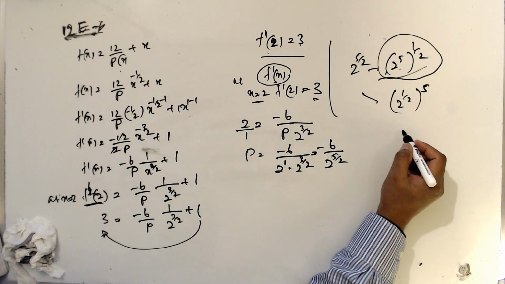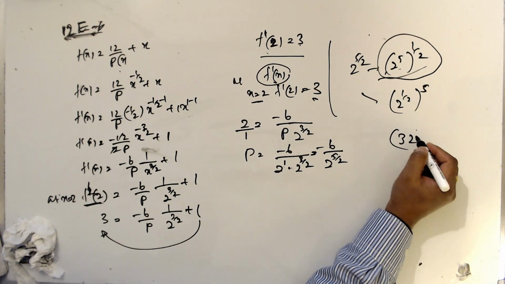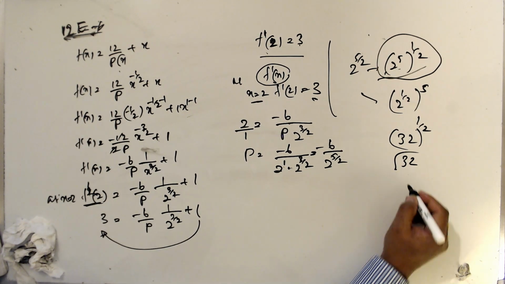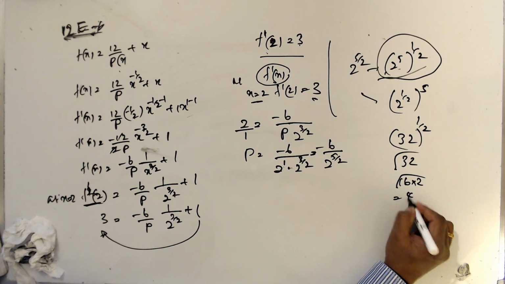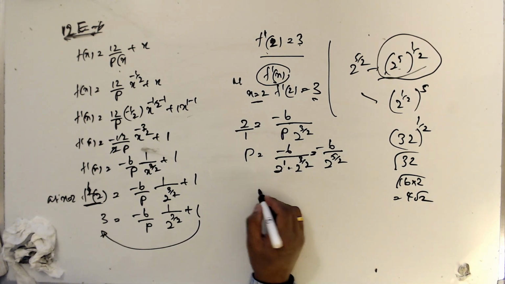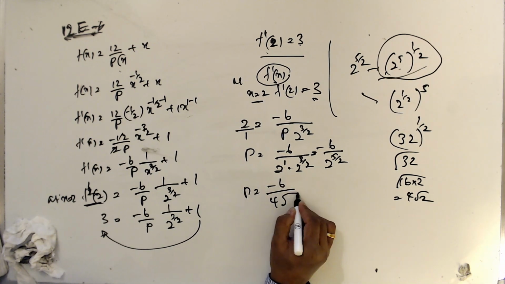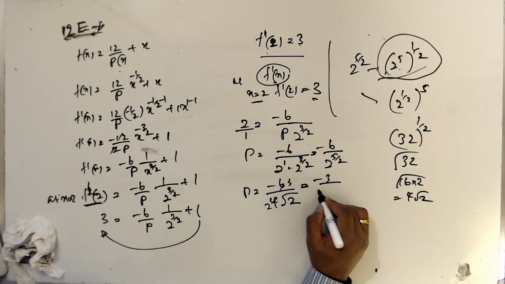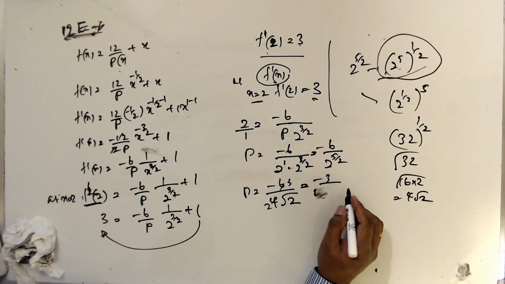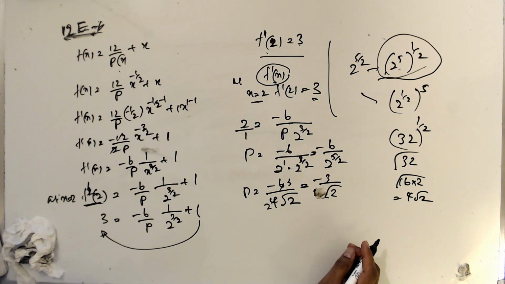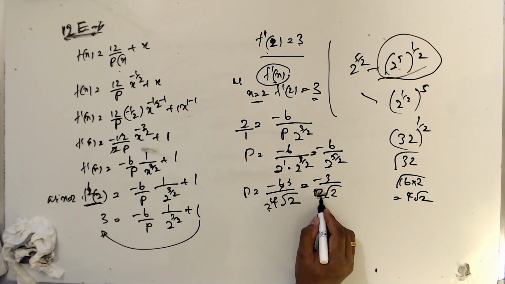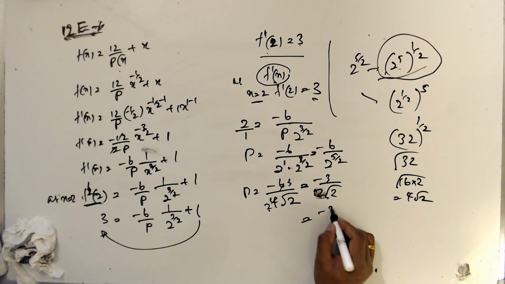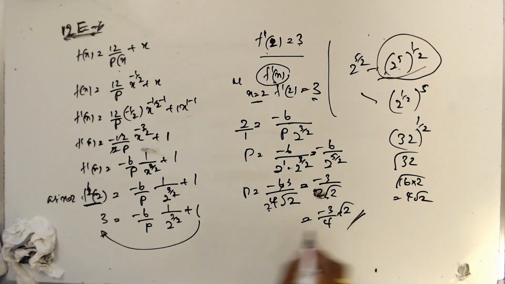So 2 to the power of 5 means 32. 32 to the power half means square root 32. Square root 32 means square root 16 times 2, which means 4 times square root 2. So basically p equal minus 6 over 4 times square root 2. So this is going to be 2 over 2, so minus 3 over 2 times square root 2. Sorry, this is 2 square root 2. If you rationalize, you get minus 3 over 4 times square root 2.